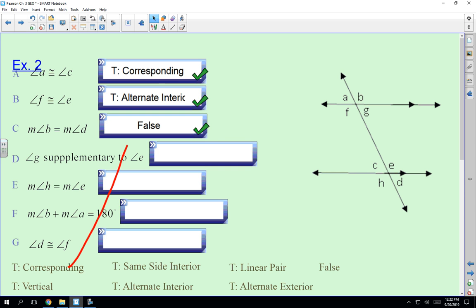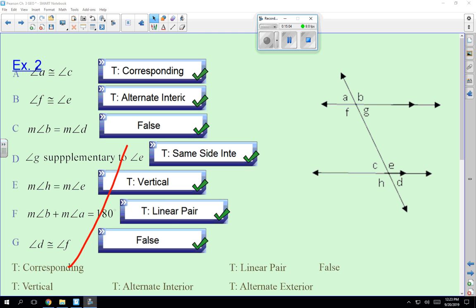False in there. G supplementary to E. That's because they are same side interior. And H equal to E. That's because they're vertical. And then B and A equal 180. Yeah, that's because they're a linear pair. And then D congruent to F. That's not true. They don't fit into any of our 4 angle types. That's it.